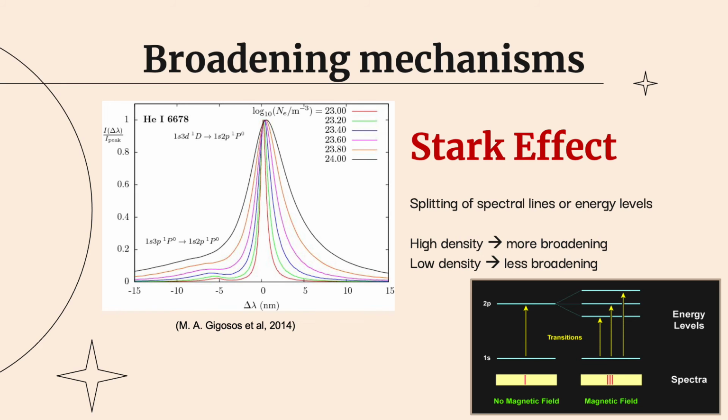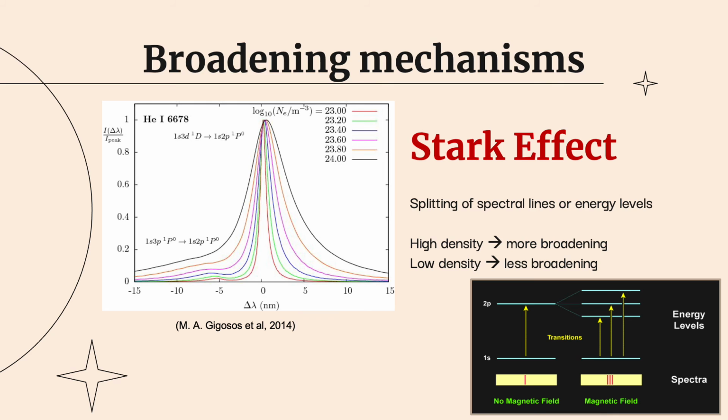The Stark effect is a broadening mechanism where allowed atomic energy levels are further split up and electrons have a broader range of energy states that they can occupy, as you can see in the bottom right, which is an example of the Zeeman effect, which is applied by a magnetic field instead of an electric field.